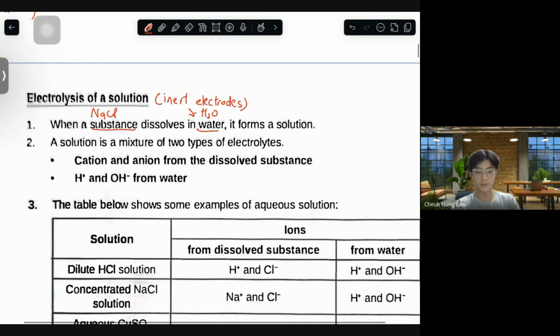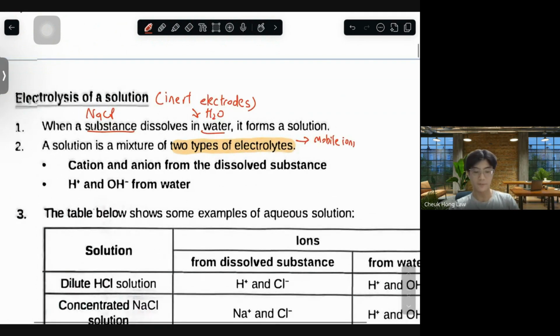So since we have the substance and we have water, your solution is a mixture of two types of electrolytes. Electrolytes are basically compounds that contain mobile ions. So what are compounds that contain mobile ions? Could be your acid, your ionic compounds, all those. As long as they contain this type of ions, like Na+, H+, Cl-, then if it's a compound, it's an electrolyte.